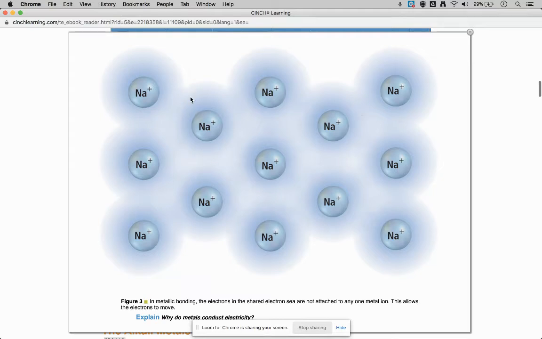This is showing you how all these sodium atoms are bonded together by way of the fact that the electrons they have are being shared between these different atoms. So that's what causes the bond to hold them together.